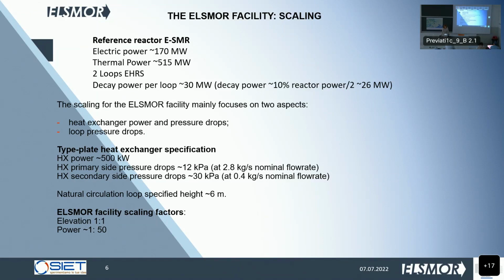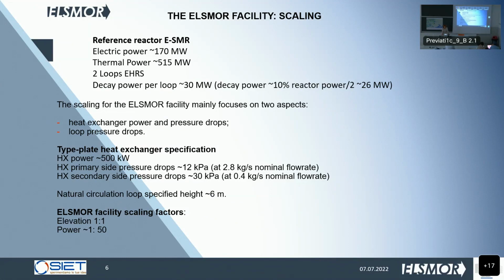And we have an elevation scale 1 to 1. So we reproduce the full elevation of the real system, because in this case we focus our attention on the natural circulation in the loop. So it is very important to reproduce the gravity heads and the driving force that will be present in the real plant.